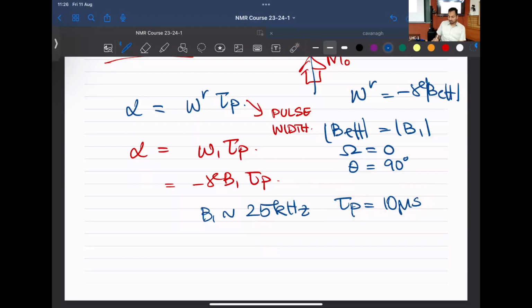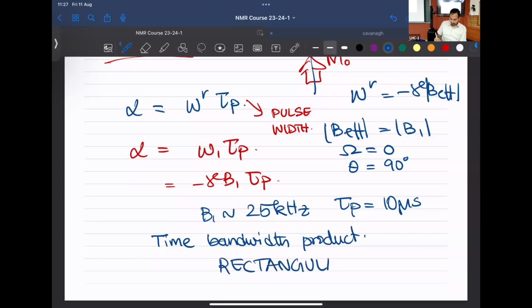And how is this determined? This is determined by something called a TBP, time bandwidth product, where we apply something called a rectangular pulse, or a square pulse, however people want to call it. They call it the rect or the square pulse, which means that you apply the B1 for a certain amount of duration tau. Meaning that while you're applying, the B1 is constant. You can always have shapes that come up. Let's not complicate ourselves with it until we go to the much later part of the course.